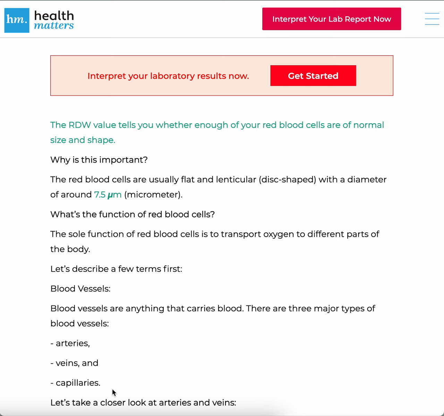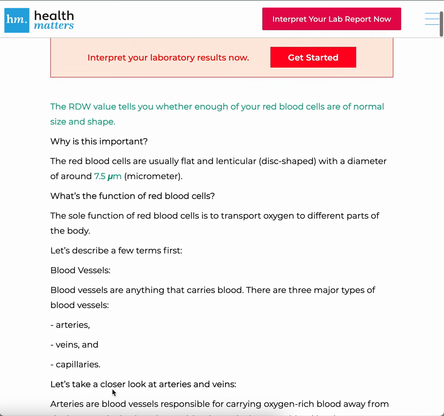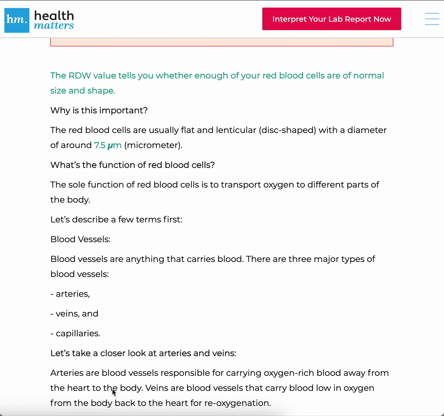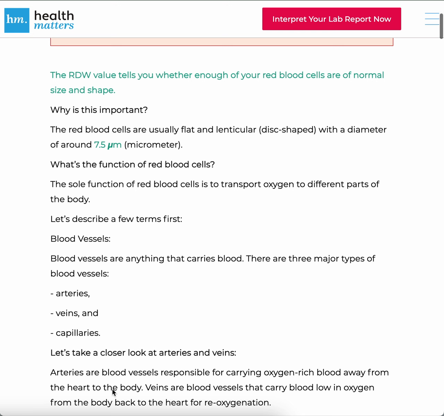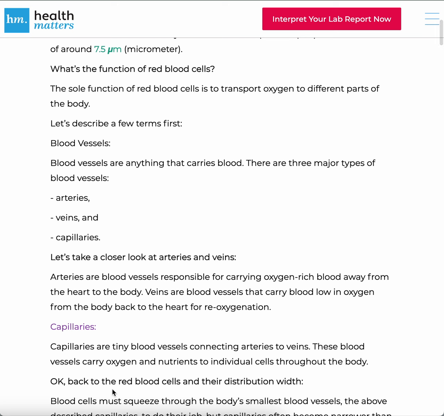Blood vessels. Blood vessels are anything that carries blood. There are three major types of blood vessels: arteries, veins, and capillaries. Let's take a closer look at arteries and veins. Arteries are blood vessels responsible for carrying oxygen-rich blood away from the heart to the body. Veins are blood vessels that carry blood low in oxygen from the body back to the heart for reoxygenation.